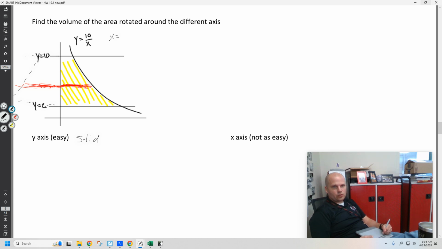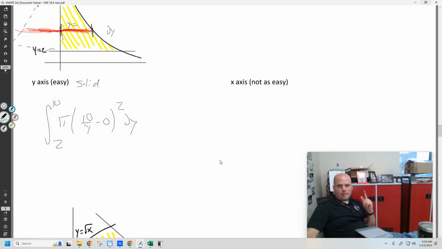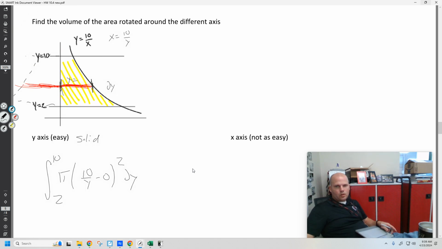This is x equals 10 over y. This is an x equals distance. It's got a skinny y height. I will sum up from a bottom to a top. My pi, r squared, 10 over y minus 0, h. Done. But why is the x-axis not as easy?